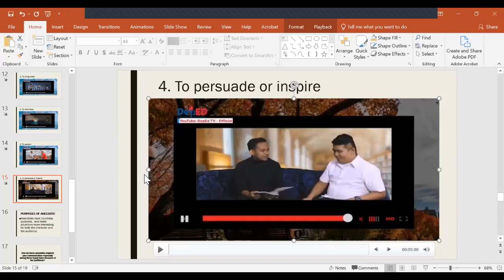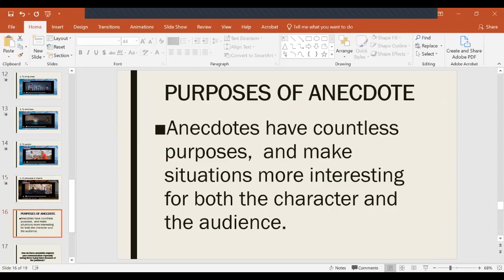And anecdotes, again, are short personal stories and have been used by many other people. And these anecdotes have countless purposes and make situations more interesting for both the character and the audience. Okay, so paano natin ito i-apply sa ating klase na 21st century literature from the Philippines and the world? So, pag magsusulat na kayo later on ng sarili ninyong mga stories, this anecdote is a very effective literary device to make your stories more colorful, more lively.